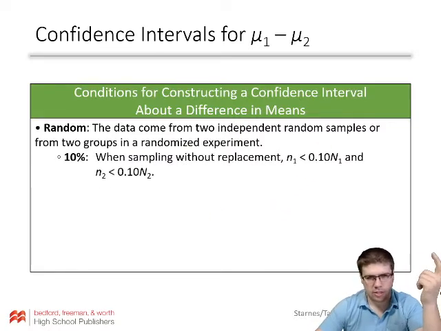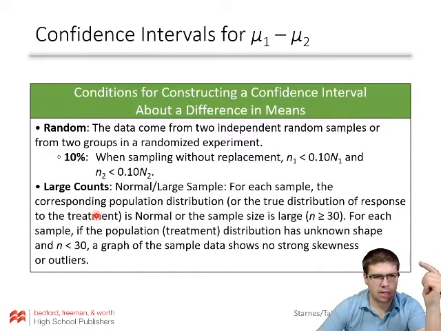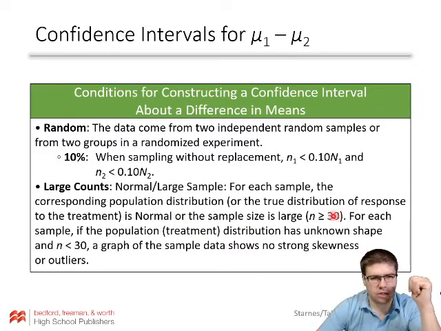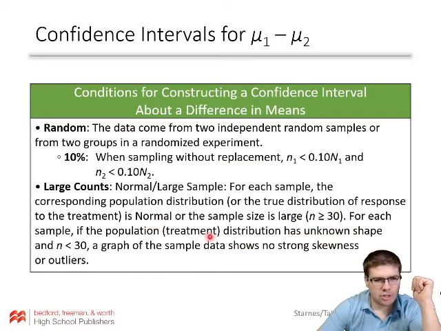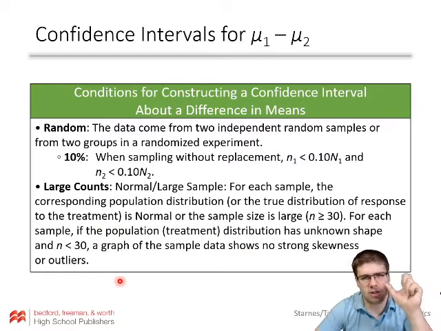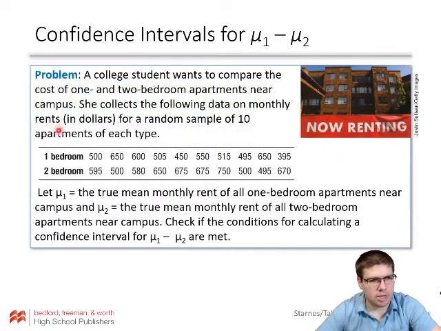And then our large count / normality condition: either for each sample, the population distribution needs to be normal, or the true distribution of response to treatment, if we're doing an experiment. So keep that in mind. Or the sample size is large, greater than 30 for each sample. And if the population distribution has unknown shape and the sample size is small, we can graph the data and make sure it shows no strong skewness or outliers. But that would mean two different graphs, a graph for sample 1 and a graph for sample 2, or treatment 1 and treatment 2. All right, so checking conditions.